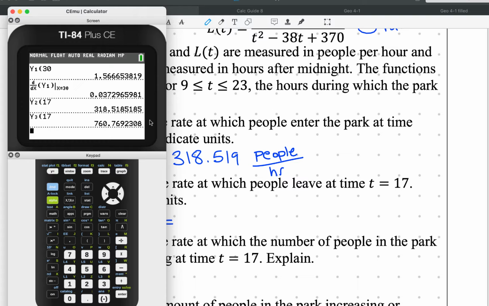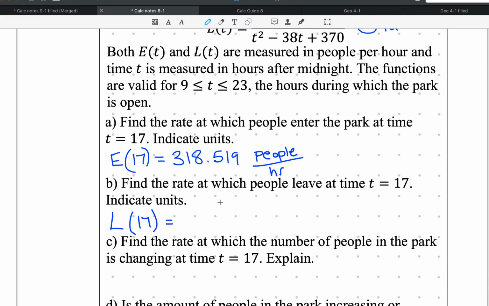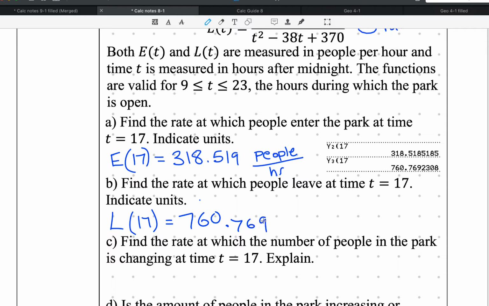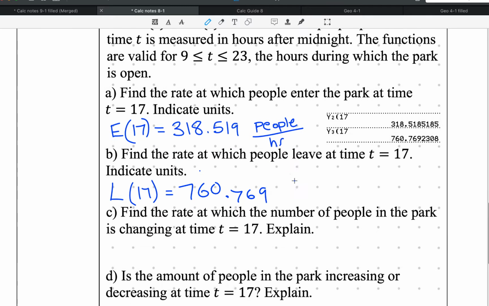Hopefully you get the same answer as me, 760.769. And I would like to screenshot these for my notes. I should have screenshotted the other ones as well. 760.769. And again, our rate is the same thing as people per hour. People per hour.